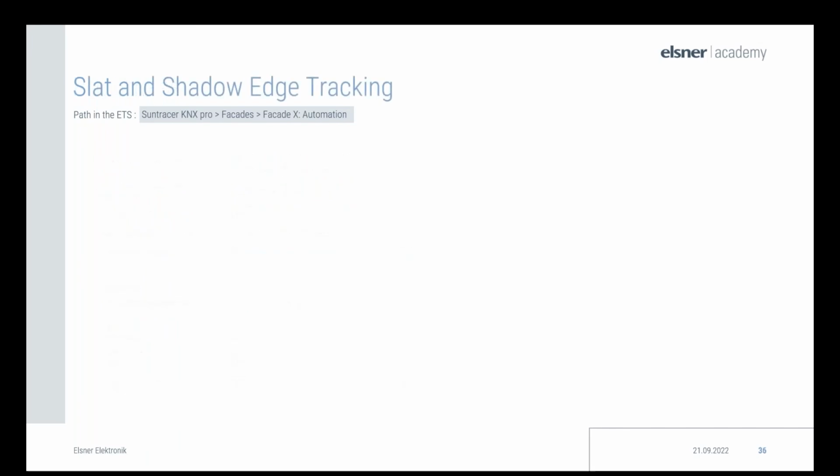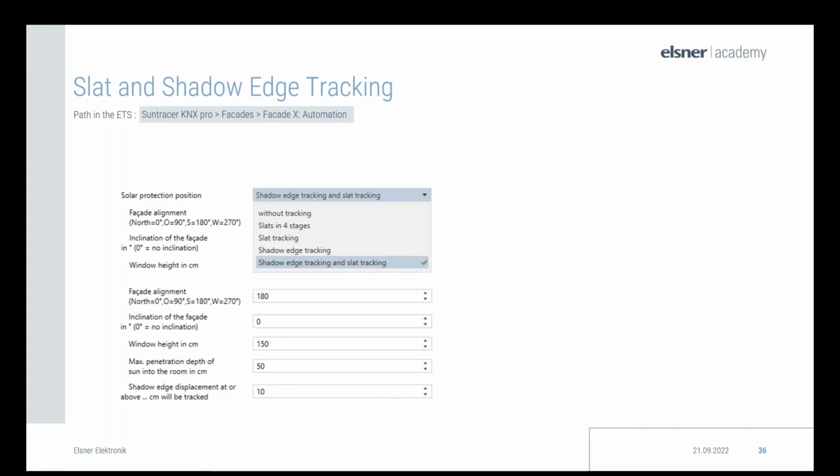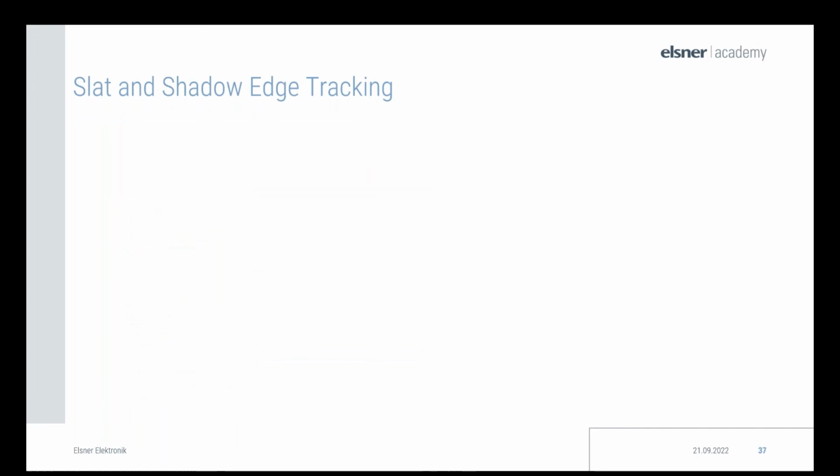Let's move on to the next topic, which is the slat and shadow edge tracking. In the facade automation, you must select which shading function is desired. There are the following options. You see here the picture, the sunshade for medium position of the sun. Here we have a medium position of the sun. The sunshade is automatically lowered only so far that the sun does not exceed the maximum permitted penetration depth into the room.